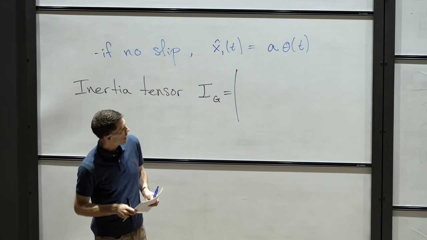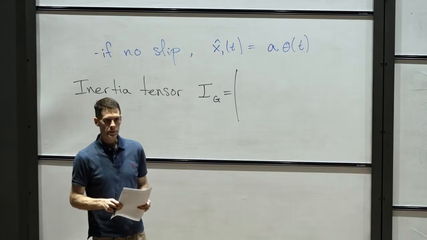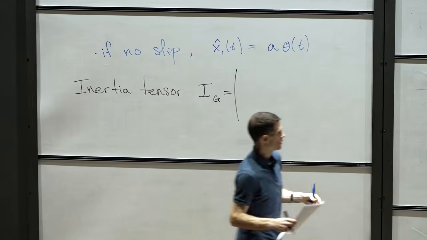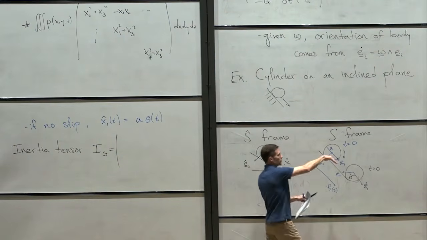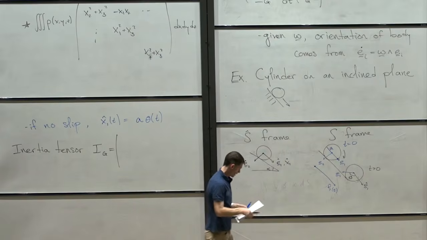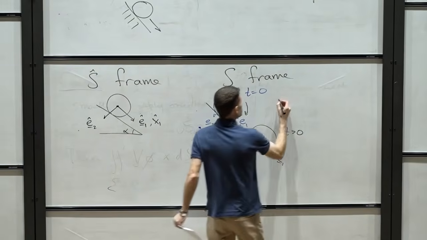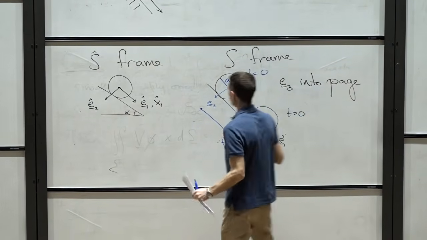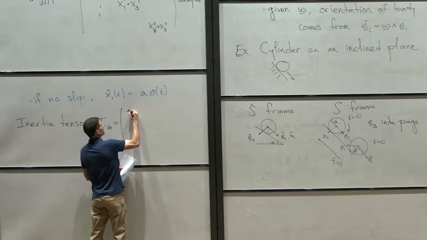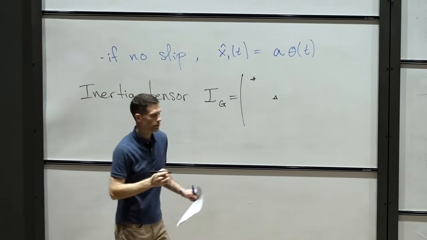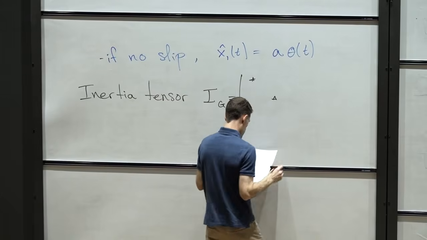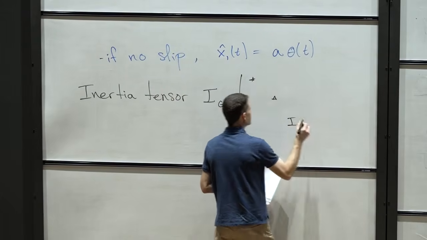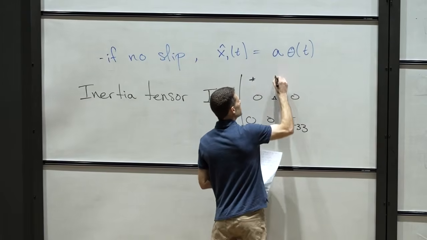in fact, I don't care about any of the terms except the one that tells me about rotation about the axis that it's actually rotating about, which is the E3, right? This is E1, E2, E3 is pointing into the board here, right? So basically the inertia tensor has some term there that I don't care about, some term there I don't care about, and a term here that I do care about, which I'm going to call I33, and zeros everywhere else.